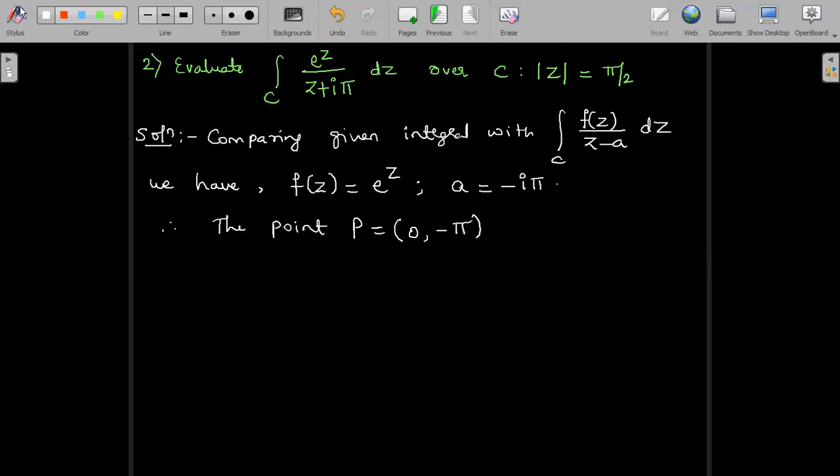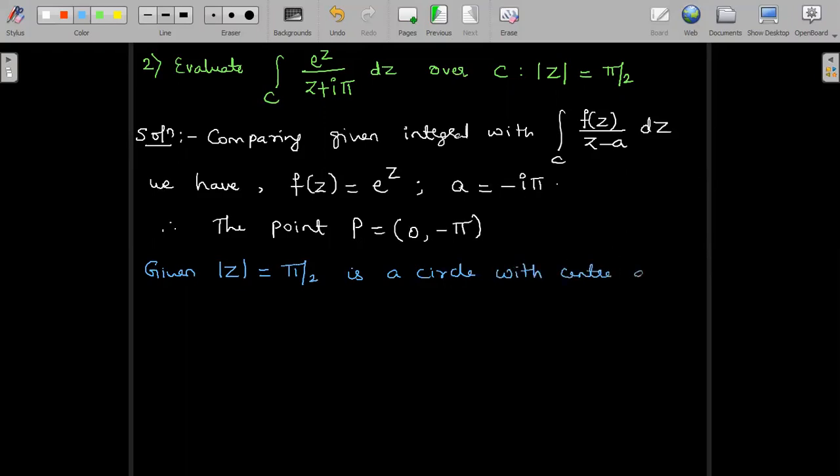Now we will talk about this |z| = π/2 and check whether the point lies inside the given circle or outside the given circle. Given |z| = π/2 is a circle. This represents a circle with center at the origin (0, 0) and radius equal to π/2.